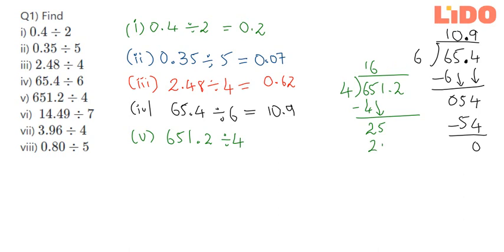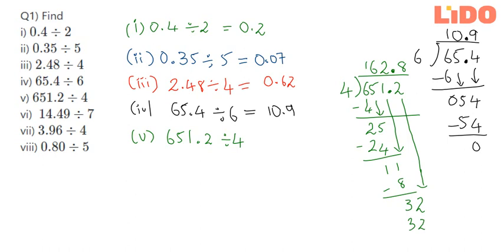And when I subtract this I get 1. Let me bring down the next digit. This makes it 11, and I know that 4 2's are 8, and when I subtract this I get a 3. Now there is a decimal point here, so I'm going to put a decimal point here, and I'm going to bring down our last digit, which is 2, and I know that 4 8's are 32. With that I get a remainder of 0, and I've completed my long division, and I get my answer 162.8.